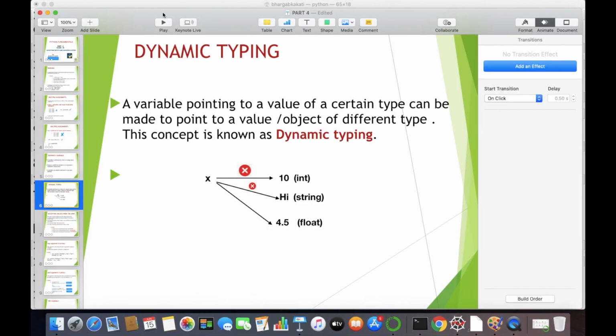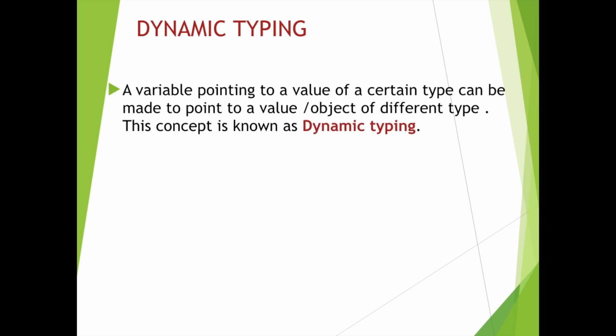Next we come to the concept of dynamic typing. It is one of the most useful features of the Python programming language, which is not available in most of the other programming languages. What is the meaning of the word dynamic? Dynamic means something which is always changing. So a variable pointing to a value of a certain type can be made to point to a value or object of a different type.